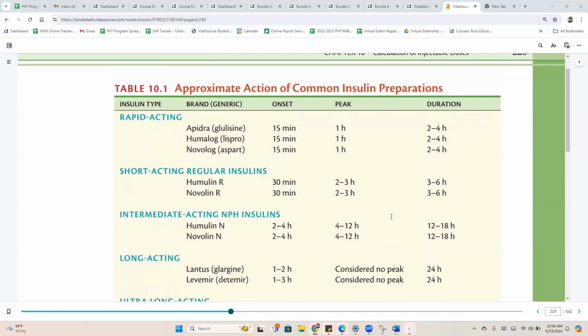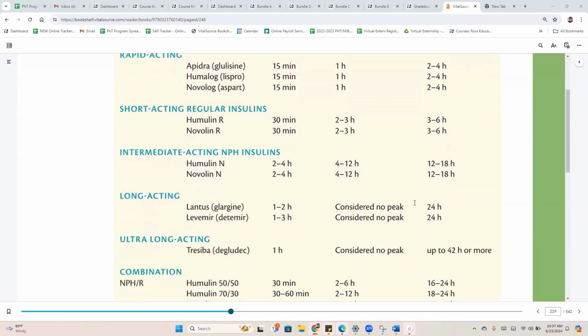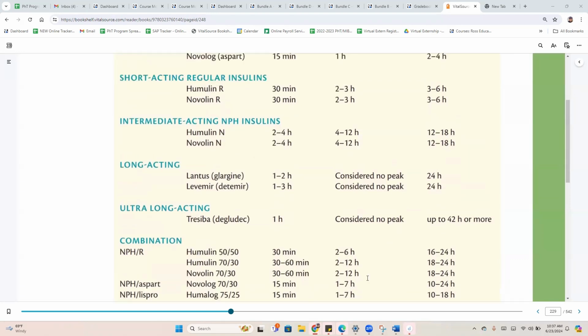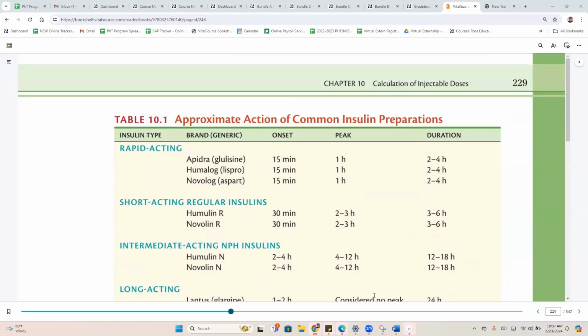The peak for the medication, so when it is working at its best. For the rapid acting, it's 1 hour. For the short acting, it's 2 to 3 hours. For the intermediate acting, it's 4 to 12. For long acting, there's no peak considered, meaning it's working the same the whole entire time. Same with ultra long acting. And then these time ranges here for the combinations.